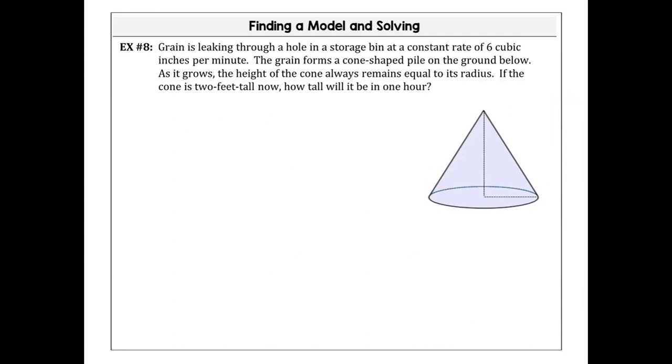Okay, so what was given to us here? It's 2 feet tall right now. So we know it's 6 cubic inches per minute. And we know that the height equals the radius. Do we see that? And the cone is currently right now 2 feet tall. And it wants to know how tall is it after 1 hour, which means that we're going to be talking about 60 minutes.